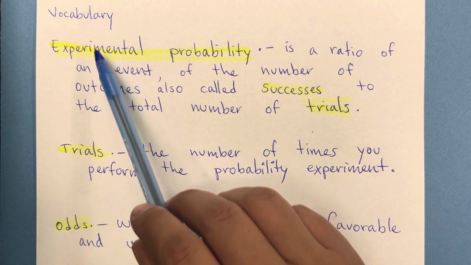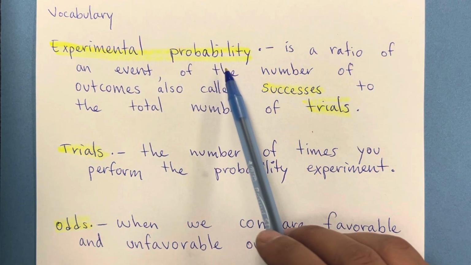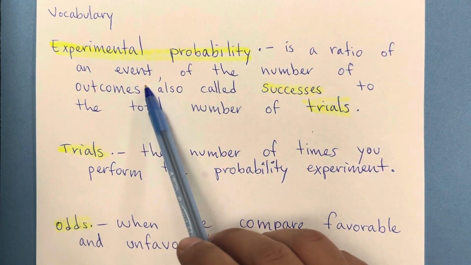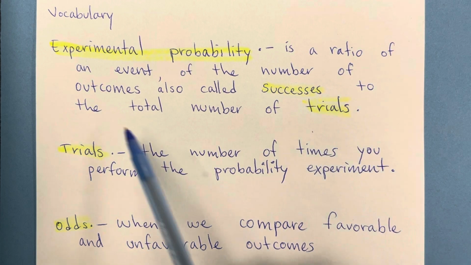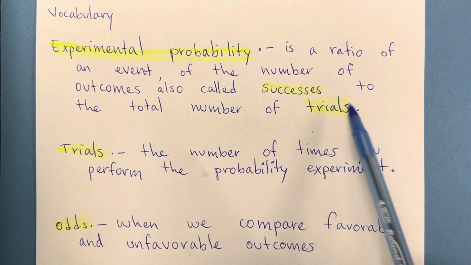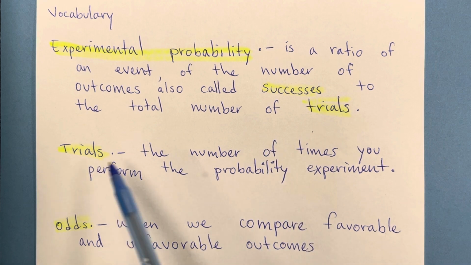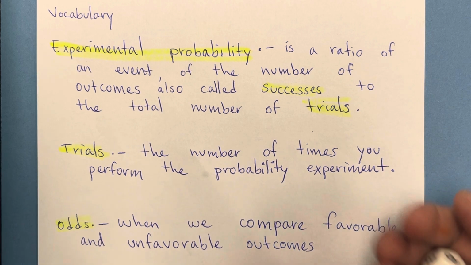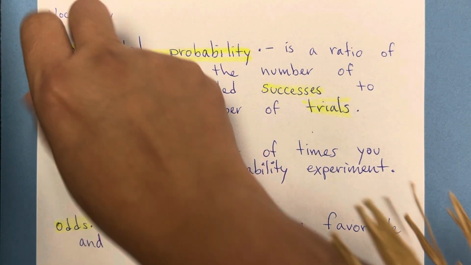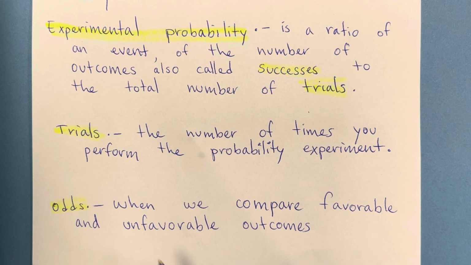Some vocabulary that we need to learn: experimental probability is a ratio of the number of outcomes of an event, also called successes, to the total number of trials. And what are trials? Trials is the number of times you perform the probability experiment, the number of times that you roll a die, for example. Odds is when we compare favorable and unfavorable outcomes. So what is the probability that you have of winning versus the probability of you losing, for example?